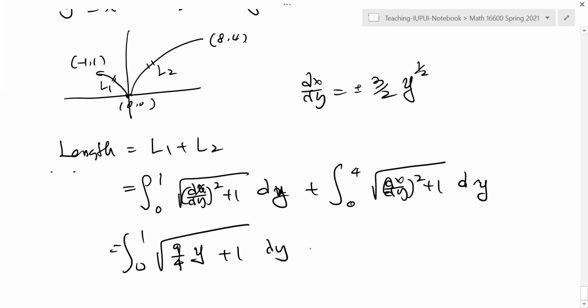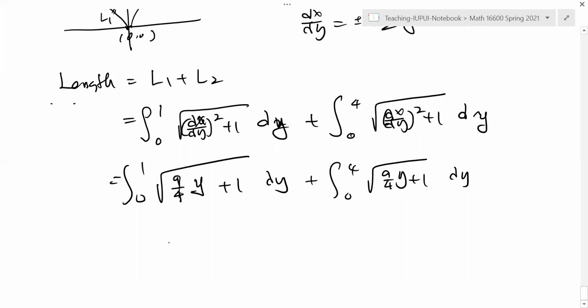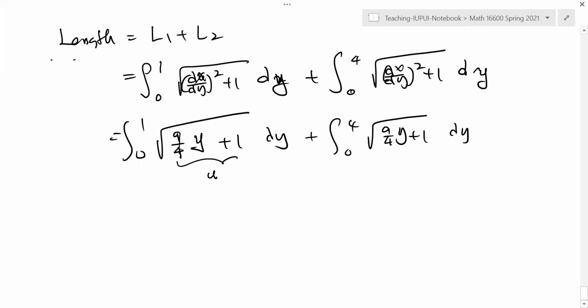Here's the square root of 9 over 4 y plus 1, dy. It's not too bad. This is linear, so the substitution could be very simple. You can let this be u. I think it will be much easier to evaluate this integral than the other one. So that's why I wanted to try both methods, and it will be much simpler if you do this one.